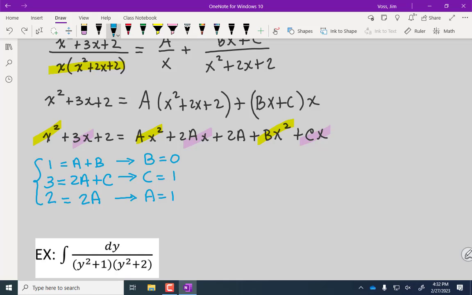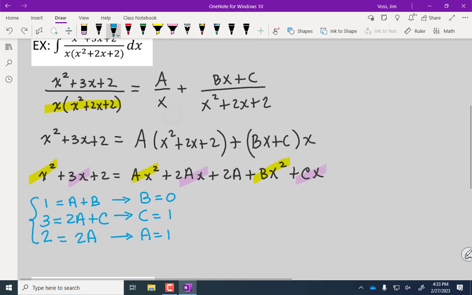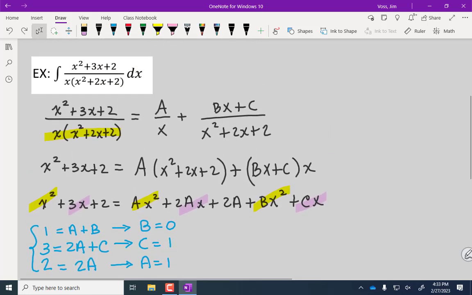Where'd you get bx plus c? This right up here? Yeah. When we have an irreducible quadratic, we put a linear expression on top instead of a constant. So when we multiply this yellow box over here, that cancels with that, and we're left with x times bx plus c. See it?